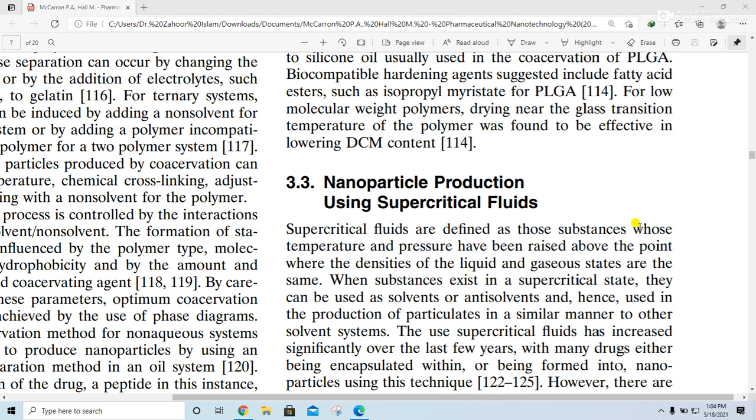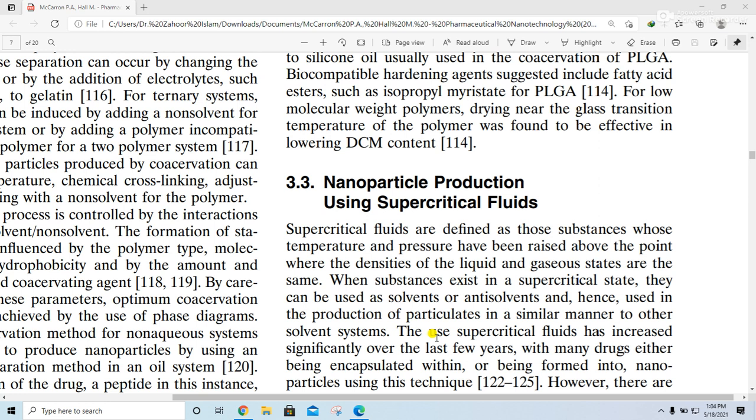So in this lecture, we will discuss nanoparticle production using supercritical fluids. First of all, supercritical fluids are defined as those substances whose temperature and pressure have been raised above the point where the densities of the liquid and gas states are the same. Whenever substances exist in a supercritical state, they can be used as solvents or anti-solvents, and hence used in the production of particulates in a similar manner to other solvent systems.